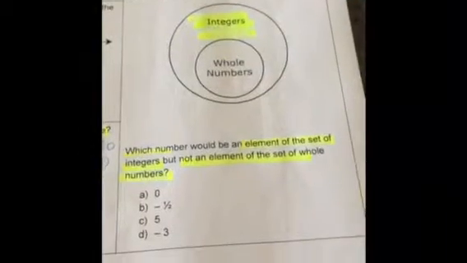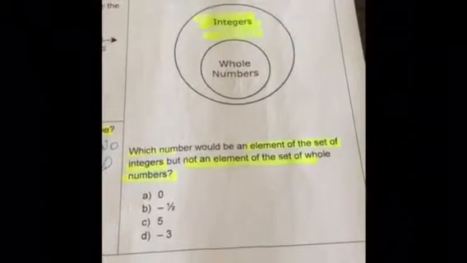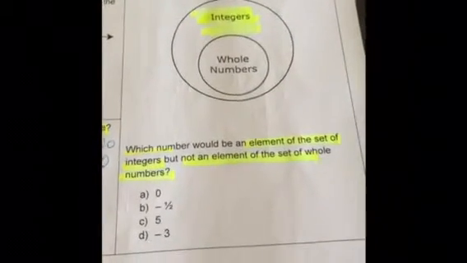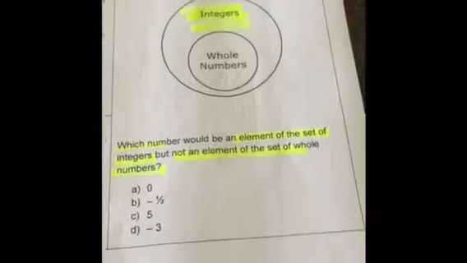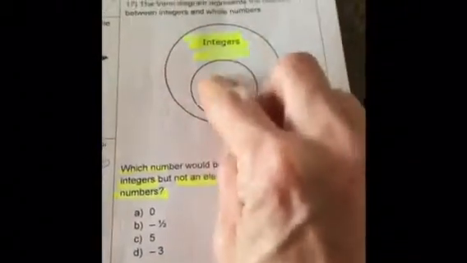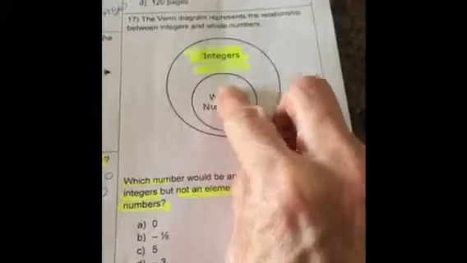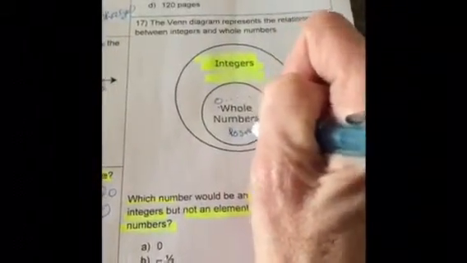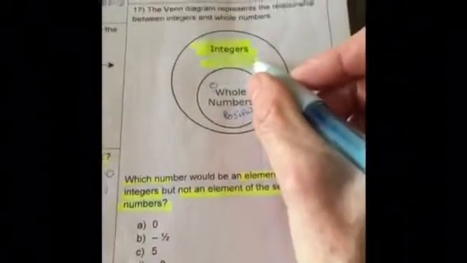Number 17 says, the Venn diagram represents a relationship between integers and whole numbers. Which number would be an element of the set of integers, but not an element of the set of whole numbers? So it's got to fall in here, but not here. Well, let's think about what the whole numbers are. The whole numbers are 0, 1, 2, 3, 4, 5, 6. So it's all the numbers starting at 0 and going up that are whole numbers. So all the positives. But the integers are the negative and positive whole numbers.